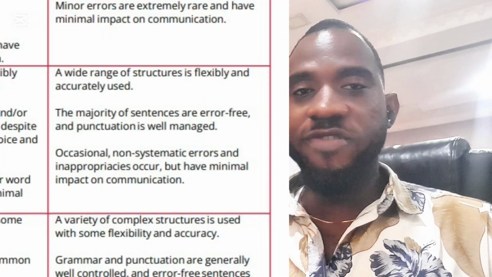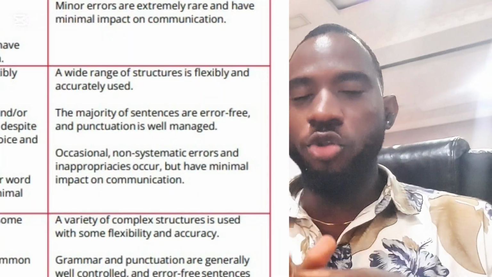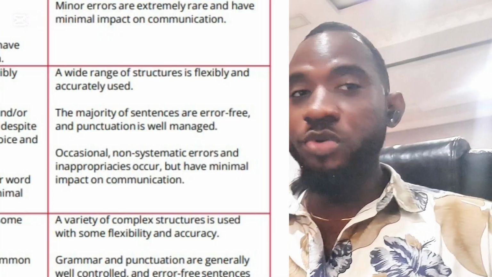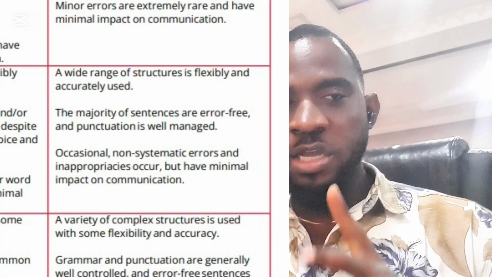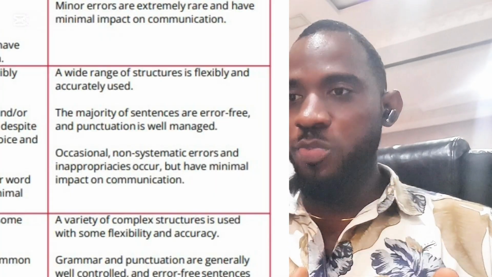For a Band 8 on the British Council band description, a wide range of structures within the scope of the task is flexibly and accurately used. So you don't want to be found using simple sentences all through your essay. You want to play around with simple, complex, and compound sentences correctly used with good punctuation marks.